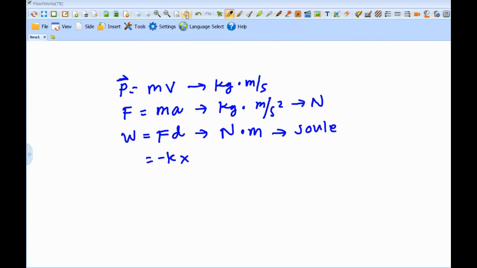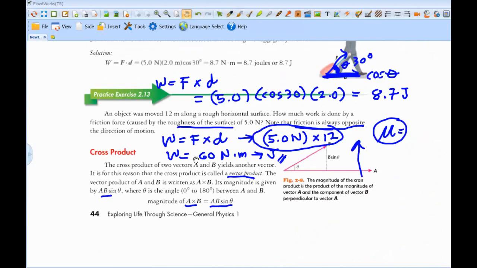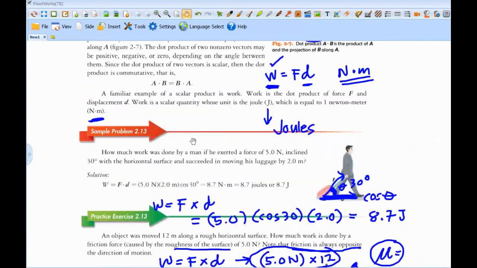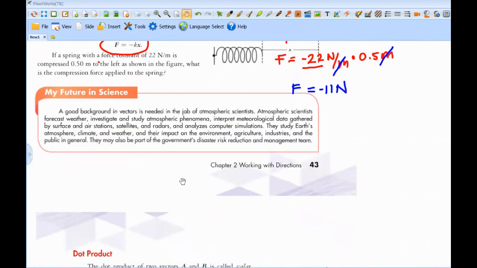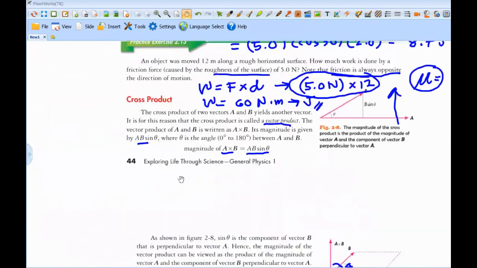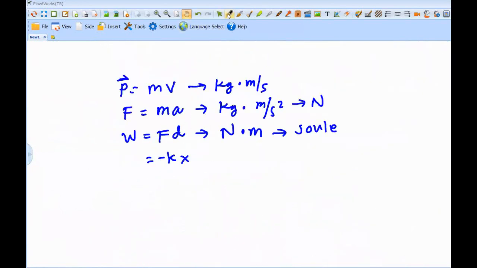Let's go back. The spring constant, we forgot it already. F also, yeah. It's also a force. And then the spring constant is in newton over meter, and then x is also in meter. That's why they cancel, so the force is in newtons.